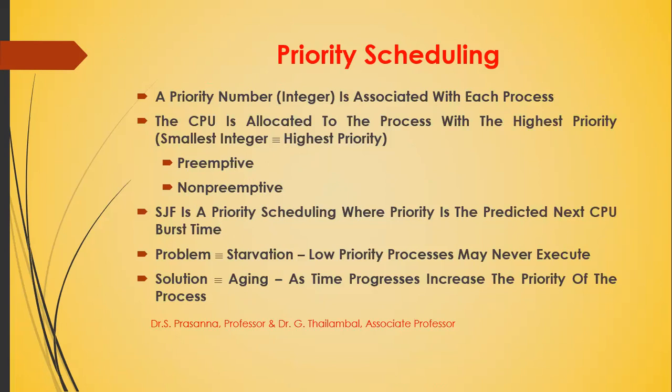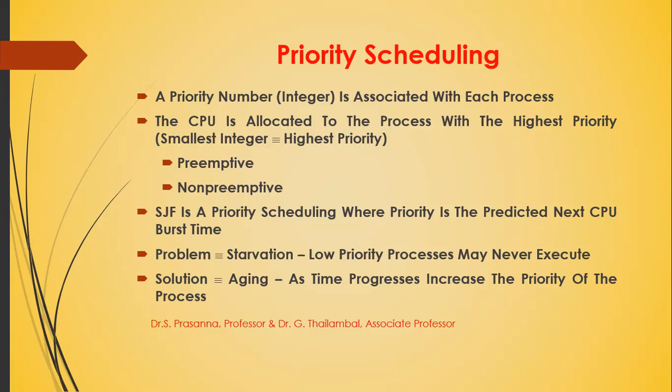The next type of scheduling is priority scheduling. A priority number is associated with each process. Whichever has the highest priority will be executed first, and the lowest priority needs to wait until the highest priority process gets executed. The CPU is allocated to the highest priority, which is the smallest integer value. That is, 1 is the highest priority because it is the smallest integer value. It could also be preemptive or non-preemptive.